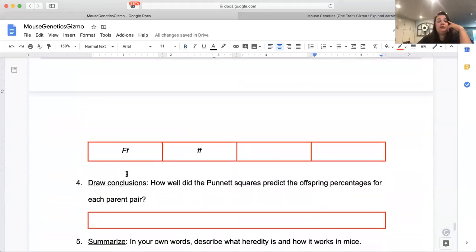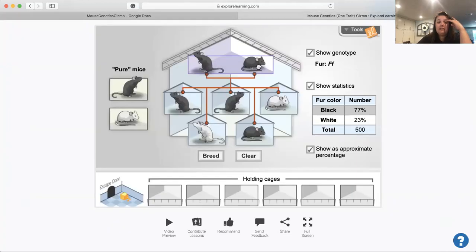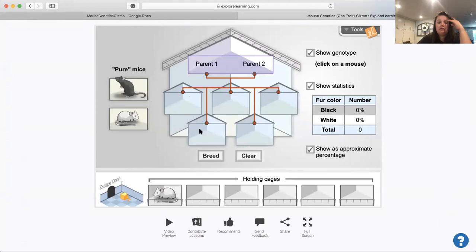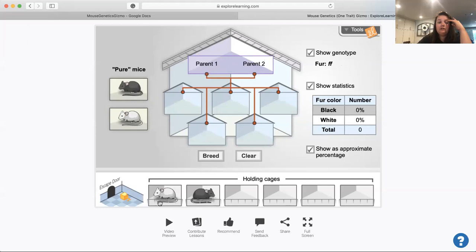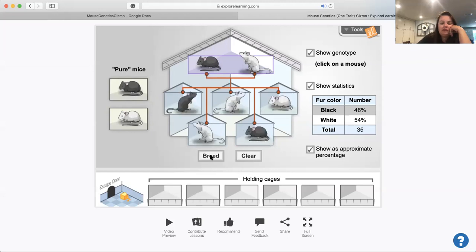Then we're gonna go and do the same thing. Capital F, lowercase f, lowercase, lowercase this time. So we're gonna keep this parent. We're gonna hold one of those. We're going to clear, oops, I just messed up. I need to make a capital F, lowercase f again. So I hit breed, I'm gonna hold one of these. Clear. So white is always lowercase, lowercase. The black ones you need to check, make sure you have an F, lowercase f. And we're gonna do the same thing, click breed 500 times, or till we get to 500. And this takes a long time.